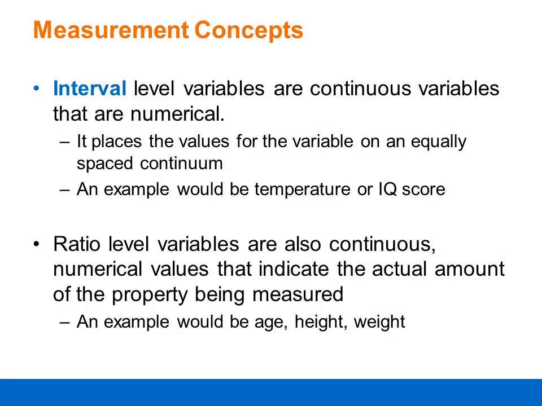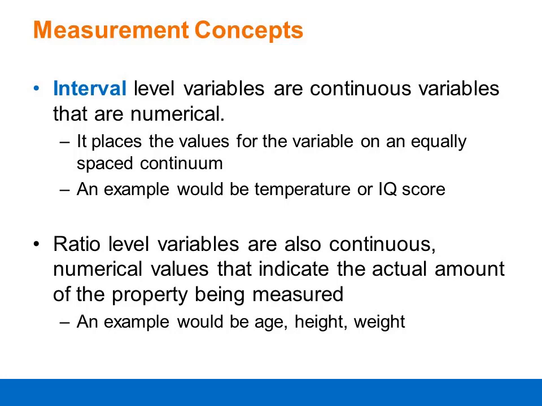The last and highest level of measurement is ratio. Ratio level variables are the fourth level of measurement and are also continuous. This means they are numerical values that indicate the actual amount of the property being measured. For example, age, height, and weight are all continuous ratio level variables.